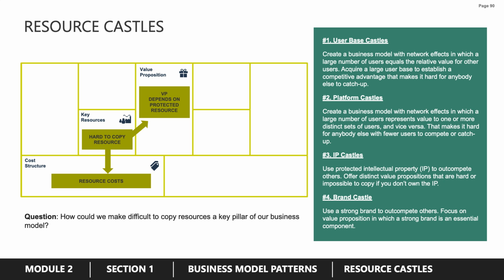What we're going to do is take a much deeper dive into resource castles. As I mentioned earlier, resource castles help you protect your business. And it's really important that your business model is difficult to copy. If it's unique and difficult to copy, it makes it harder for competitors. So there are 4 different types of resource castles. First of all, we have user-based castles. As we mentioned with Spotify, it was first into the market, gained a huge user base, and then anybody else coming to the market had to play catch up.